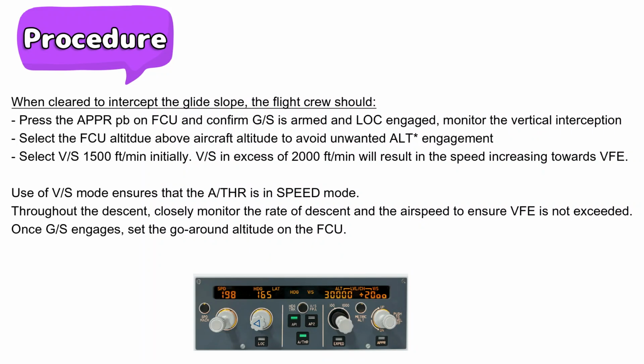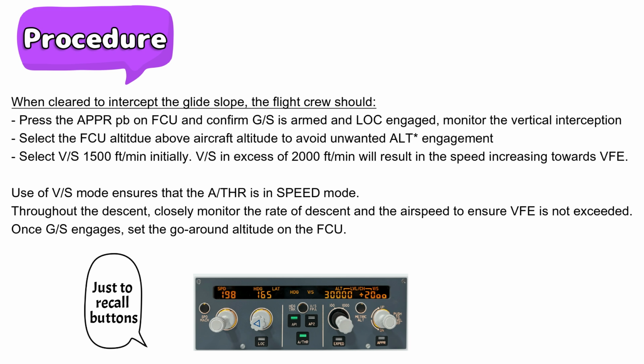When cleared to intercept the glide slope, the flight crew begins by pressing the approach push button on the FCU. Confirm that the glide slope is armed and that the localizer is engaged. Continue to monitor the aircraft's vertical path as it starts the interception.